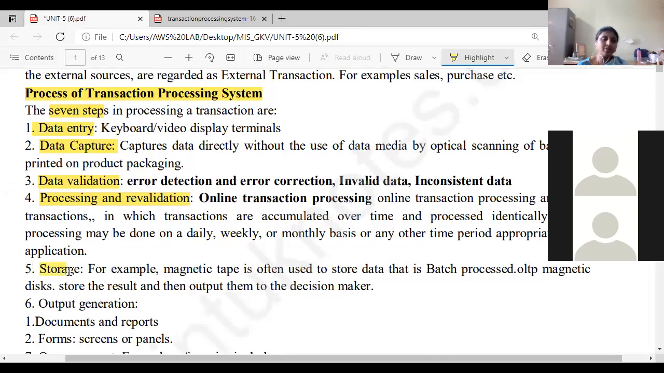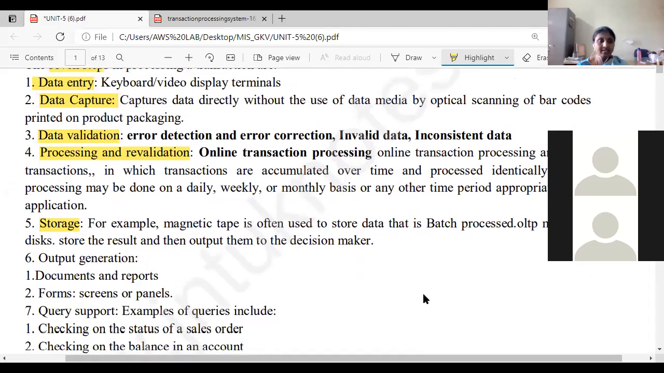Next, how are we storing the data? What is the storage? Magnetic tapes are often used to store the data in batch processing methods, and for OLTP, magnetic disks are also used in DBMSs. They store the results, and then the output goes to the decision maker, because these results are analyzed by the decision makers for solving a particular problem. So the outputs and results that are generated are sent to a decision maker.